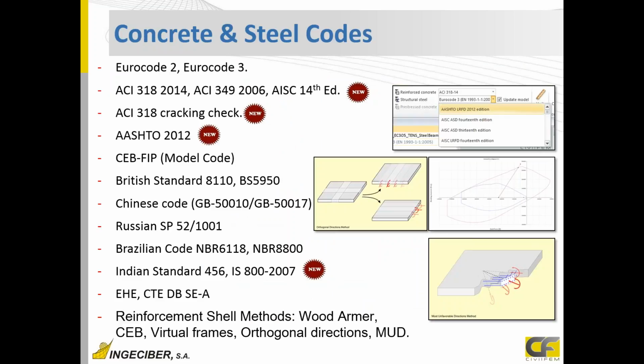The new codes are the ones highlighted. The American code for concrete, the ACI code, 318 and 349 for the nuclear facilities, for nuclear concrete parts, and as well we developed the last version of AISC, the American code for structural steel. Along with that we still have all the other codes which are shown here. The last version of the Indian standard for steel structures is also implemented.